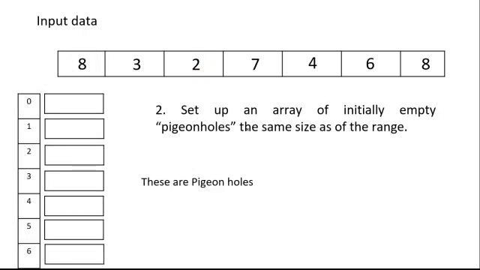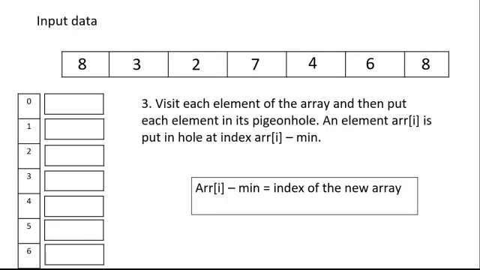Next, let's set up an array of initially empty pigeonholes the same size as the range. So we have here index 0, index 1, 2, 3, up to index 6. That is a total of 7 pigeonholes. Okay, so visit each element of the array and then put each element in its pigeonhole. An element array[i] is put in the hole at index array[i] minus 2.